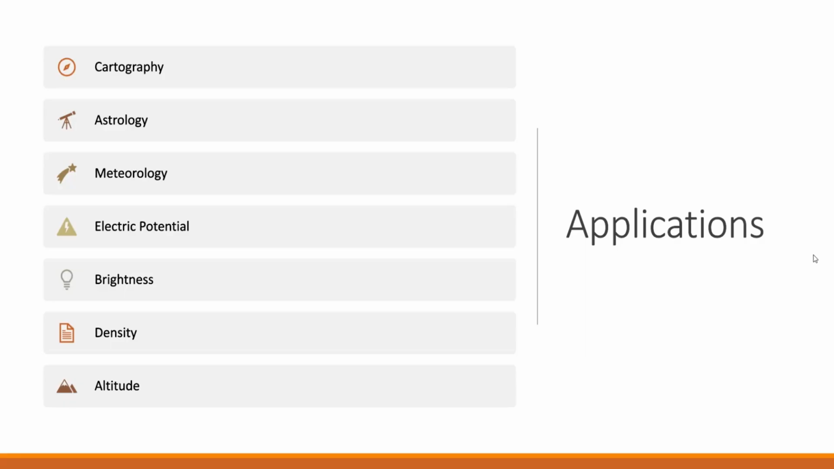And these plots are used in a variety of disciplines such as cartography, where contour lines on a topological map indicate elevation. The next one is astrology. Other one is meteorology. The next one is it is used to visualize electric potential also, and you can use it to show brightness also, and even it represents the density. And to represent altitude such as height of geographical objects, you can use the contour plots.